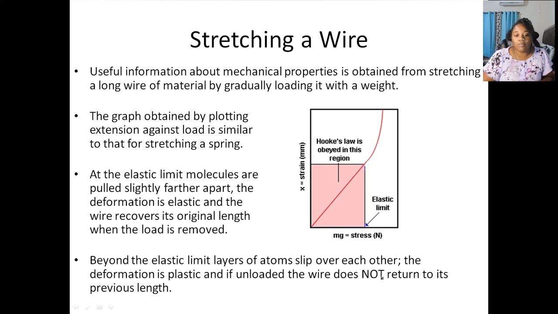At the elastic limit, molecules are pulled slightly farther apart. The deformation is elastic, and the wire recovers its original length when the load is removed. When you pass the elastic limit, the atoms are actually slipping over each other, and the deformation is referred to as plastic. If you unload it, it will never return to its original length.